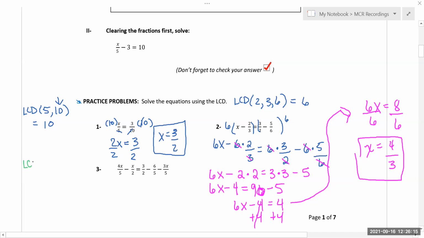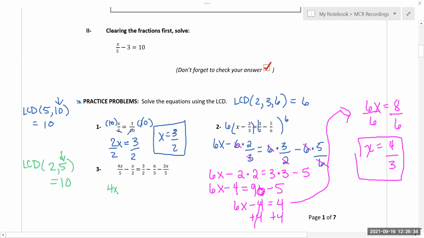So for question 3, you've got a 2 and a 5. 2 doesn't go into 5, so I'm going to look at the multiples of 5. The next one is 10. 2 goes into 10, 5 goes into 10. So that's the least common denominator.